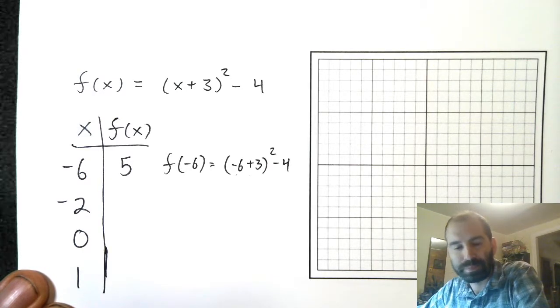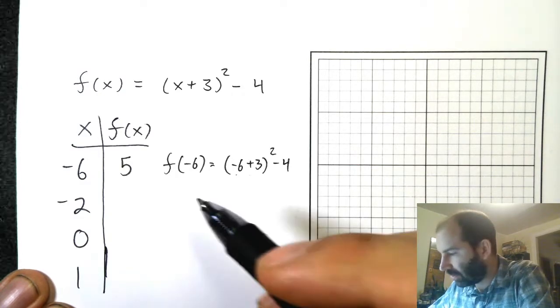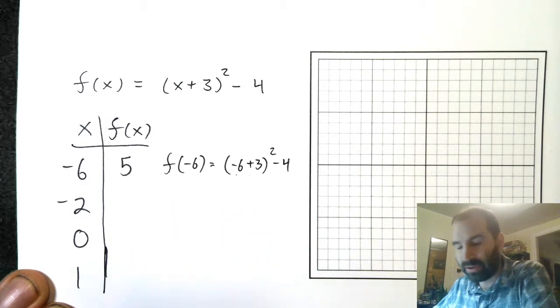So go ahead and pause. 3, 2, 1. Okay, welcome back. You filled in this table. Let's check our work together.